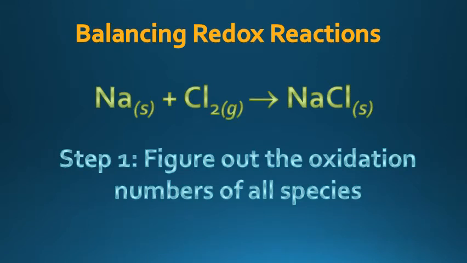This is a step-by-step tutorial of how to balance very simple redox reactions. Very simple. We're not going to be doing anything complex in this chapter. That comes in a later chapter. This is just the baby steps into balancing redox reactions. So the very first thing you need to do is figure out the oxidation numbers of all of the species in the chemical reaction. So this one, go ahead, pause the video and give it a try.